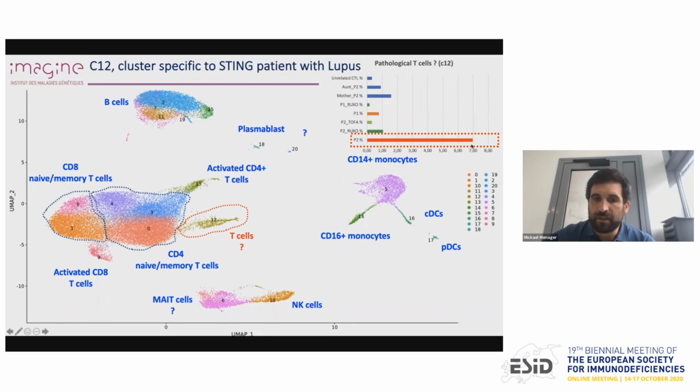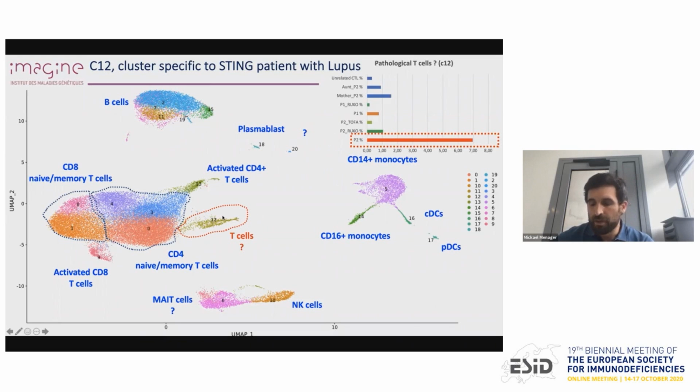You can see that cluster 12 is composed mostly of cells coming from the patient P2, so activating mutation in STING combined with lupus signs. And after treatment, cells don't seem to cluster there anymore. And our uncle with no lupus signs doesn't seem to have cells enriched in this cluster. So here, maybe we've identified a pathological cluster that could be correlated with the presence of lupus signs in the P2 patient.